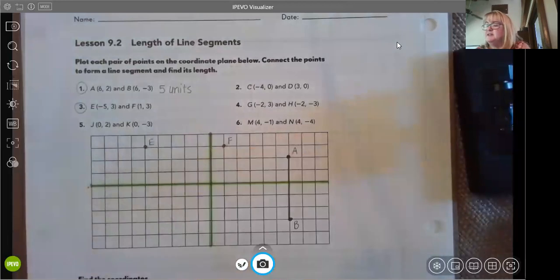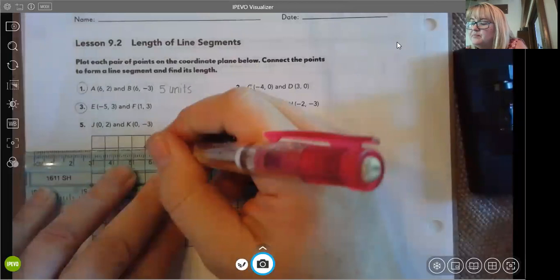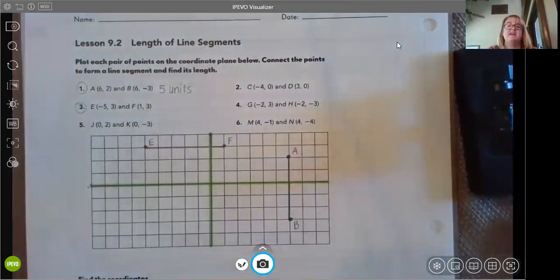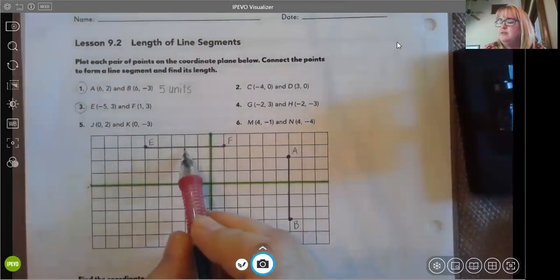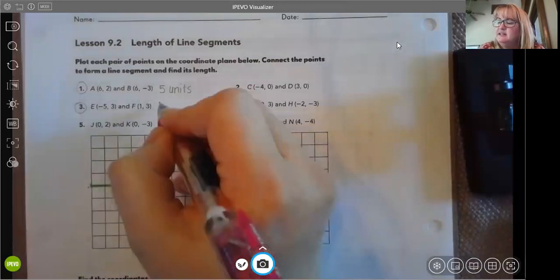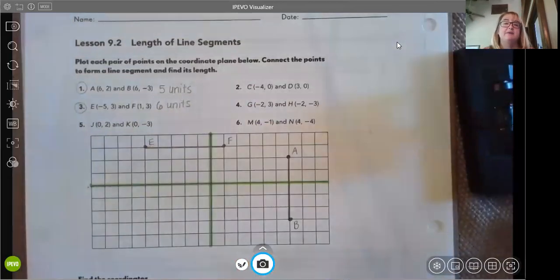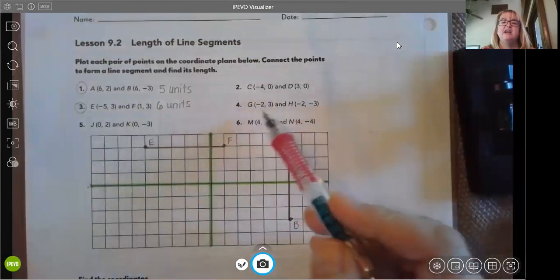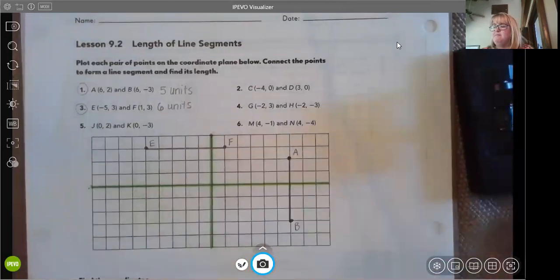And I connect them, and it's going to make a horizontal line segment. And now we need to tell the length of line segment EF. And we just count the units. 1, 2, 3, 4, 5, 6. So this one is 6 units long. Okay, class, I want you to do the same thing for line segment CD, GH, MN, and JK. Tell how long they are. All right, let's look at the next one.